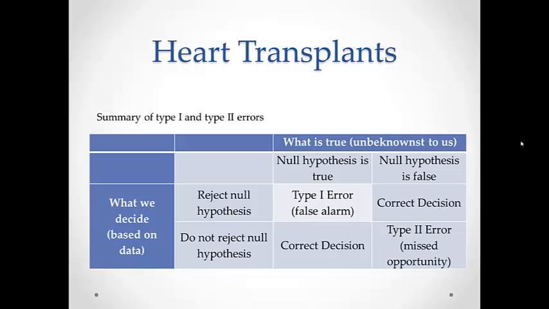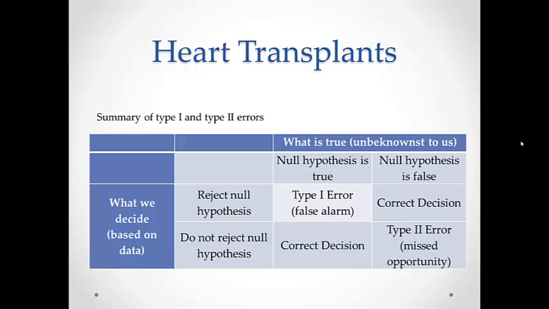Now this grid is meant to show you the four different things that can happen in a test of significance. There's two decisions that you can make, as shown on the left side of this table. You can either reject the null hypothesis or not reject the null hypothesis. And then there's two things that could be true. Either the null hypothesis is true or the null hypothesis is false. Let's look at the first row. If we reject the null hypothesis, when the null hypothesis is false, that's the correct decision.